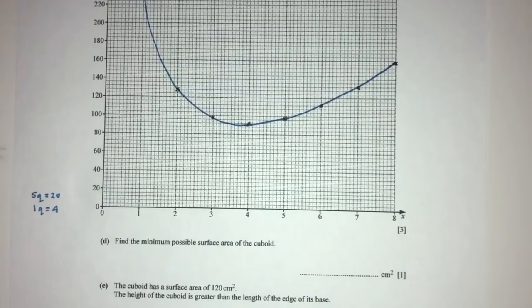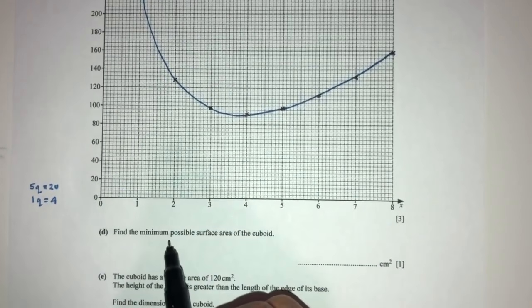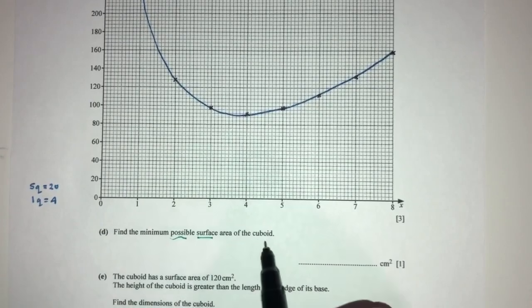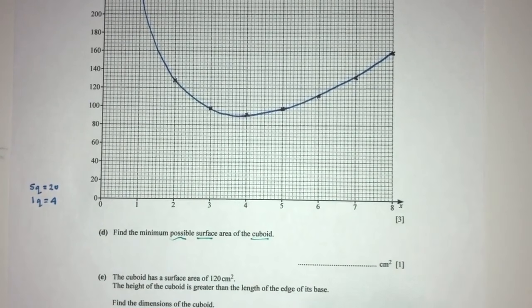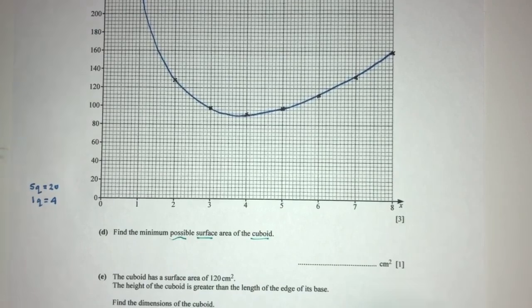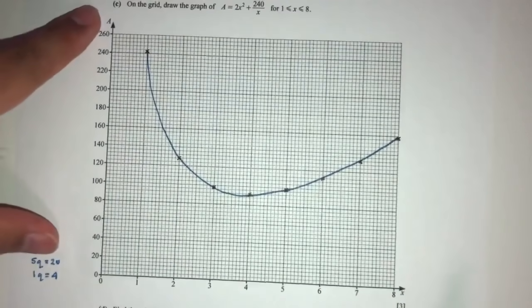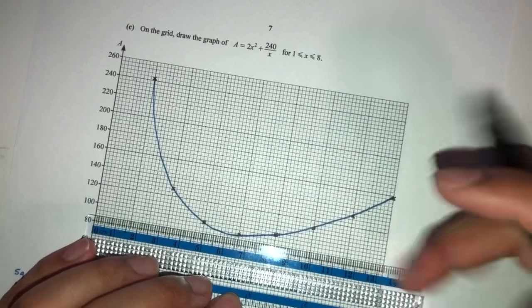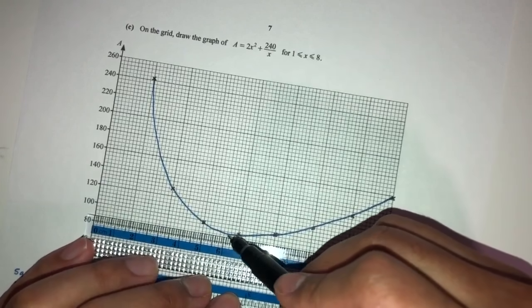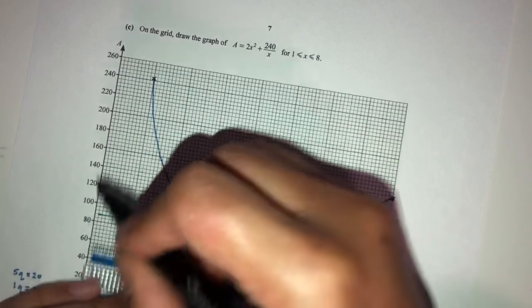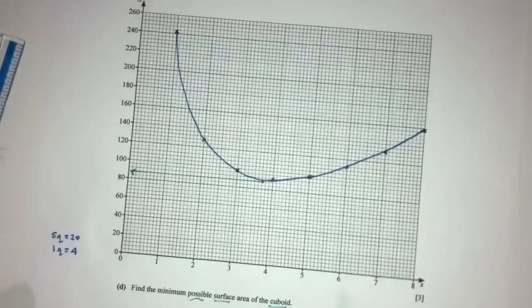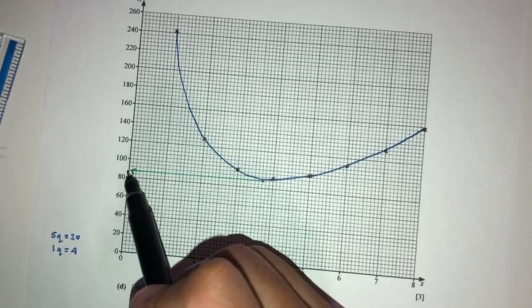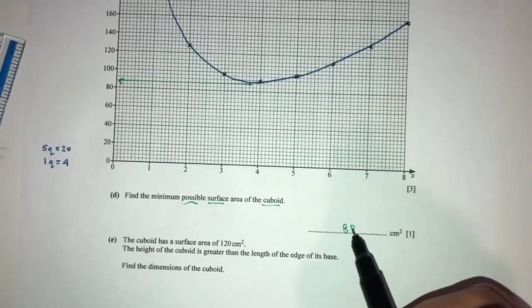Now, what else? So we have to find the minimum possible surface area of the cuboid. So we have to use the graph to find that. Again, the minimum area will be on the graph. So as you can see, according to my graph, the minimum shows to be about here. The area shows to be right here, which, from my graph, is about what value? 84, 88. 88 according to my graph.